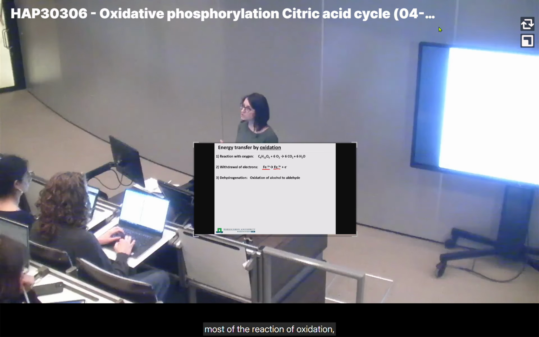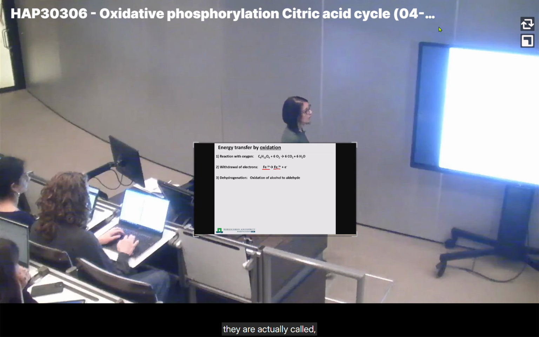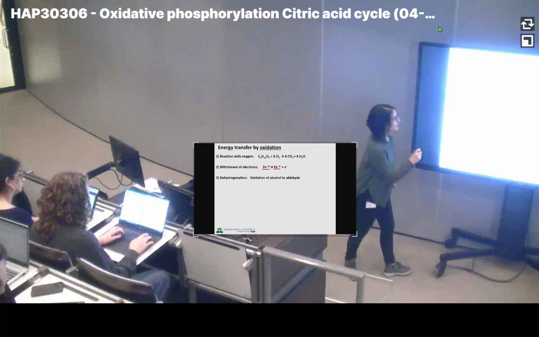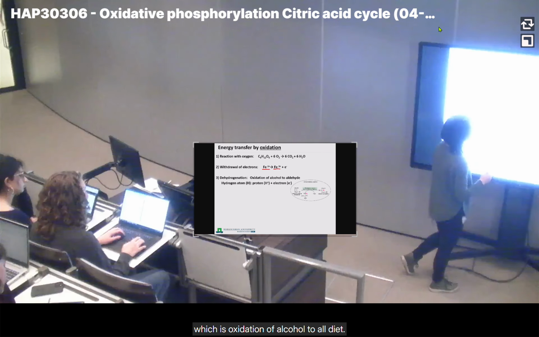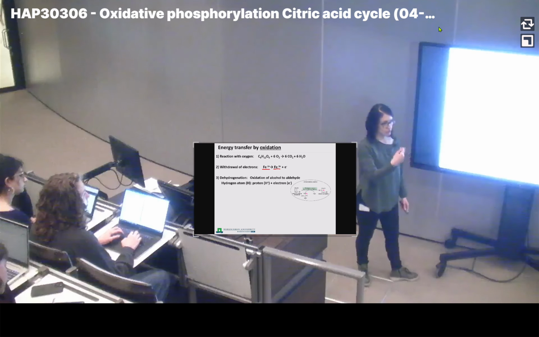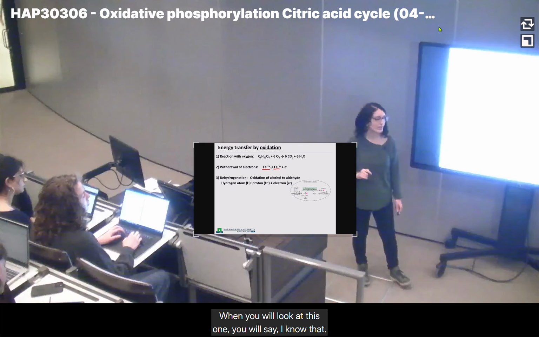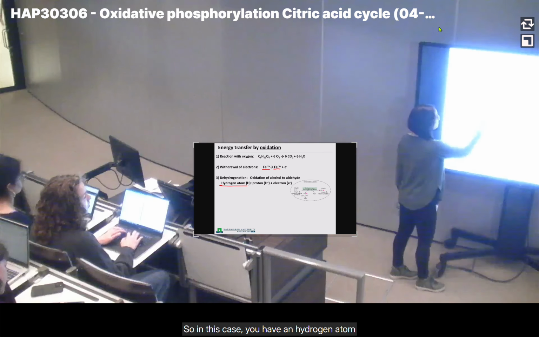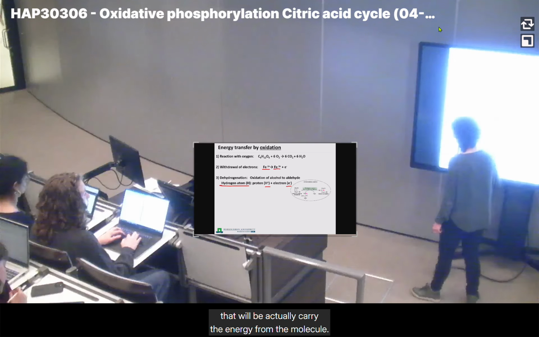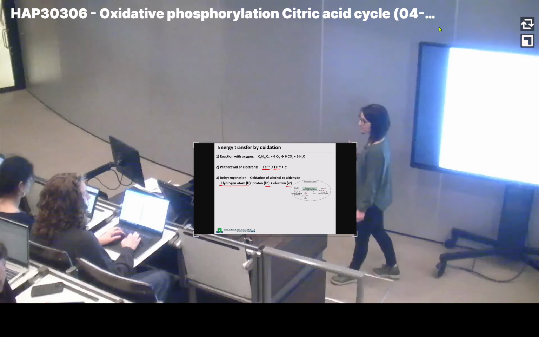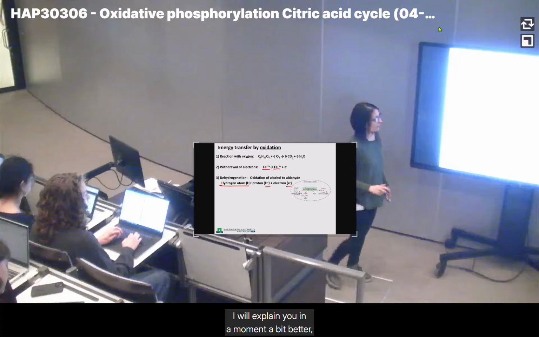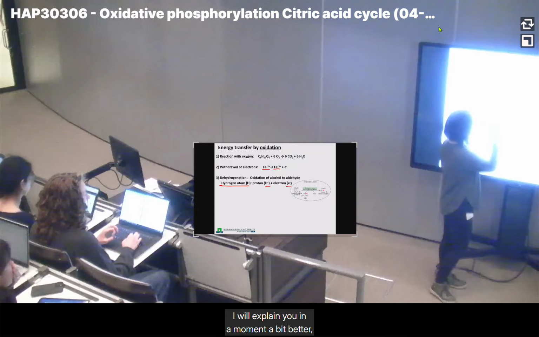When we talk about metabolism, most of the oxidation reactions are actually called, oh no, sorry, it's the next one. There is another one that is dehydrogenation, which is oxidation of alcohol to aldehyde. We will have this also in the future. When you look at this one, you will say, I know that. So in this case, you have a hydrogen atom that, as you know, contains a proton and an electron that will carry the energy from the molecule. And this process of dehydrogenation is also what happens a lot in our metabolism. I will explain it in a moment a bit better.